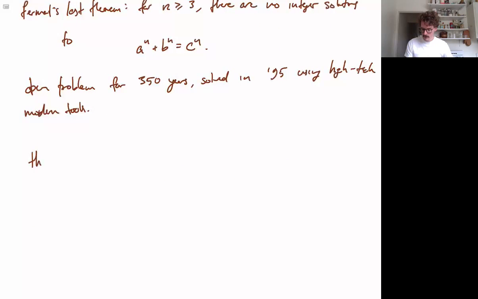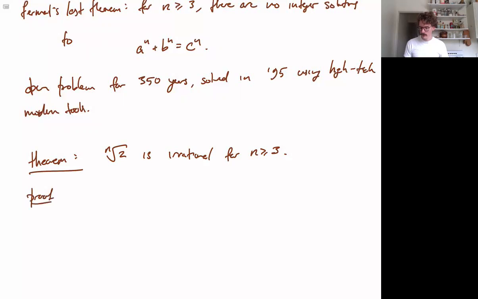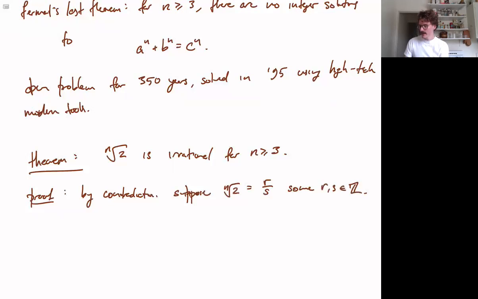So a theorem: the nth root of 2 is irrational for n at least 3. And the proof is by contradiction. So we'll start off the way we normally do in our familiar proofs of this kind of result. Suppose that the nth root of 2 can be written as p over q, or let me say r over s, for some integers r and s.